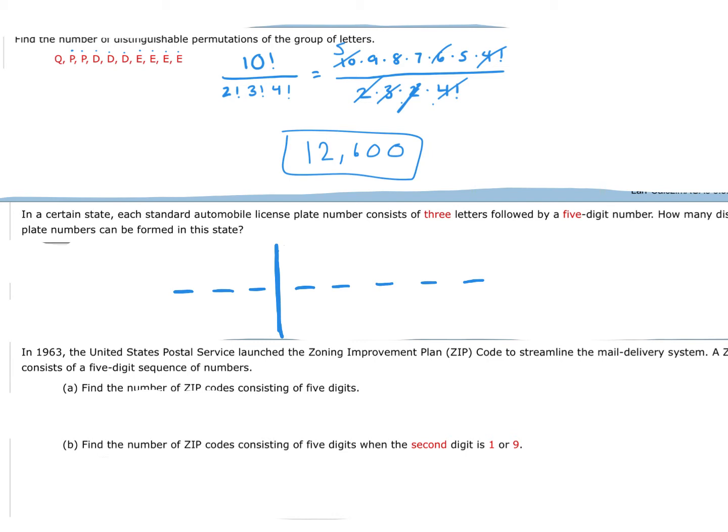How many different letter possibilities do we have for our first space here? 26. How many different letters do we have for our second space? 26. We could have A. It can repeat here, so we have 26, 26, 26.